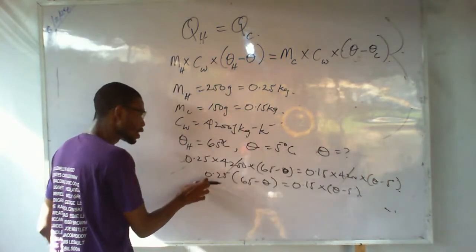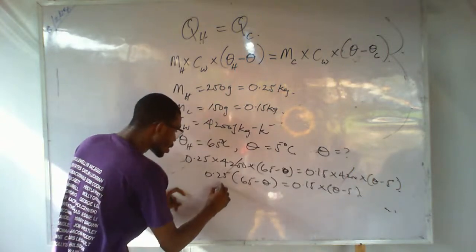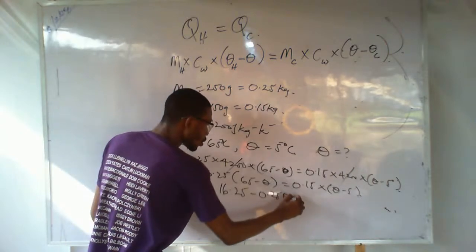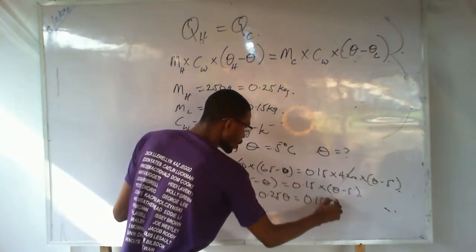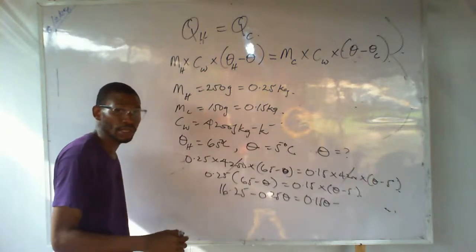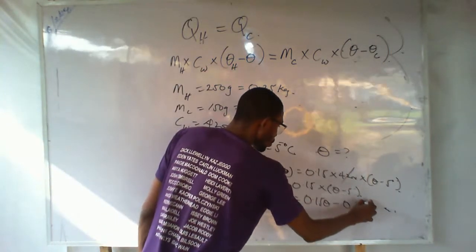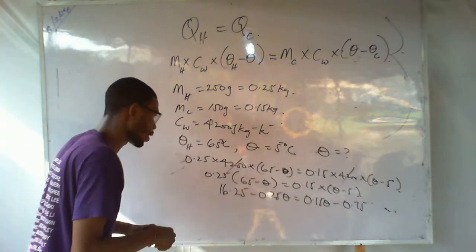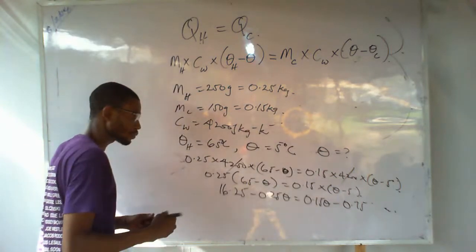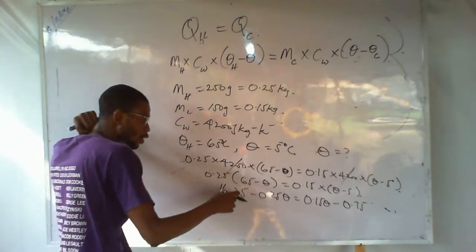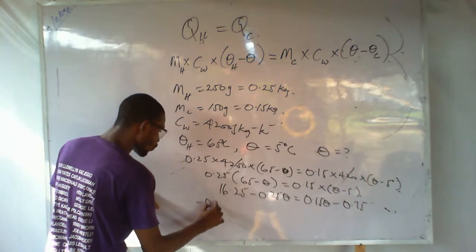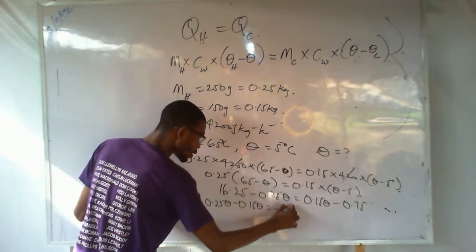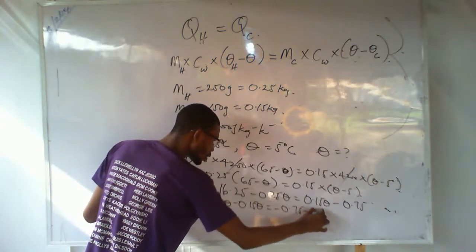Let's expand. This multiplied by this will give us 16.25, minus 0.25 theta. This one is 0.15 theta, and this times this is 0.75. If this moves here and this comes here, what are we going to get? We have minus 0.25 theta minus 0.15 theta, and minus 0.75 minus 16.25.